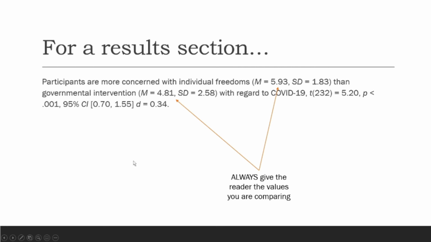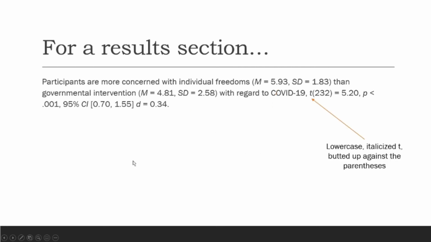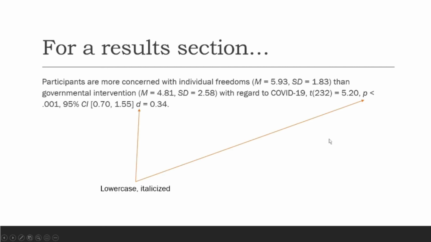We are also then going to give the reader the t statistic. And the way that we report this is we have a lowercase italicized t that is butted right up against the parentheses. And in the parentheses, we have our degrees of freedom, which is again N minus 1. So there were 233 people in this study, so we have 232 degrees of freedom. Then we give the actual t statistic after the equal sign, so we're saying t with 232 degrees of freedom is equal to 5.20. Then we give our p-value and our Cohen's d, which are lowercase and italicized.